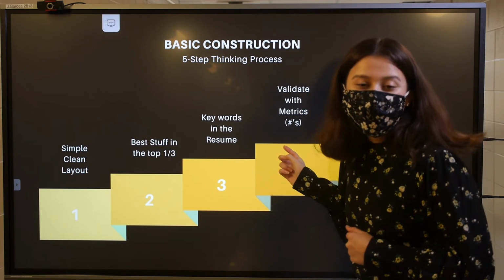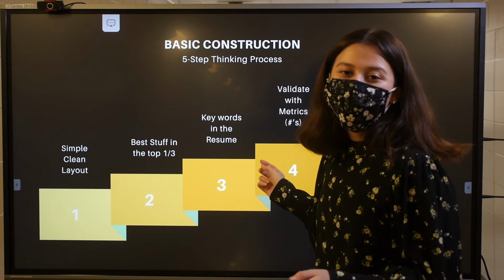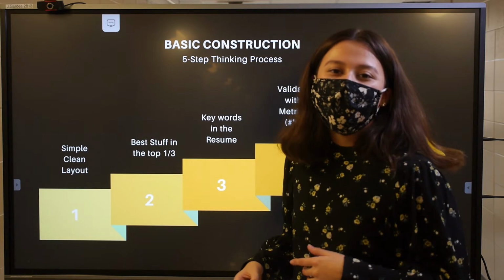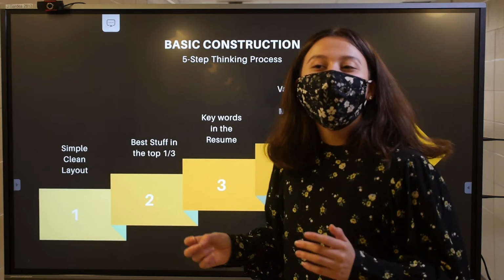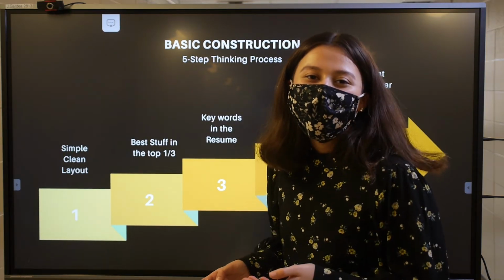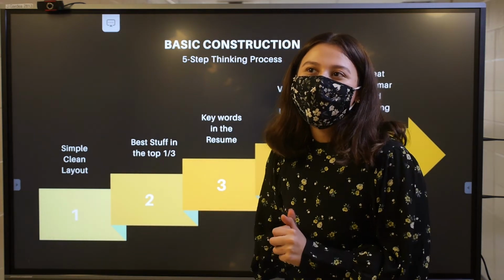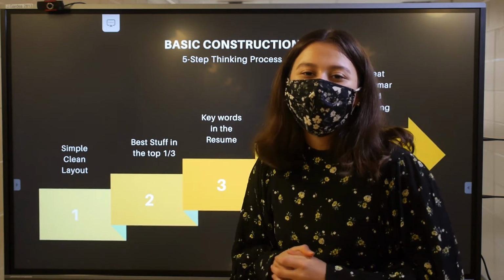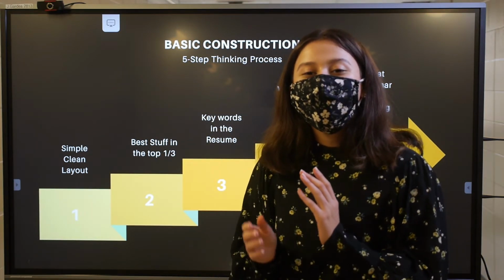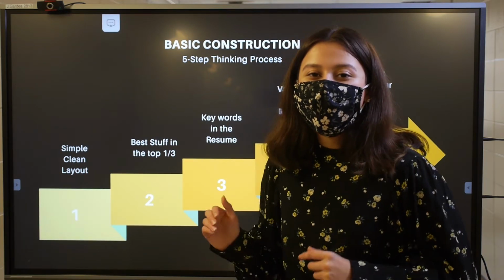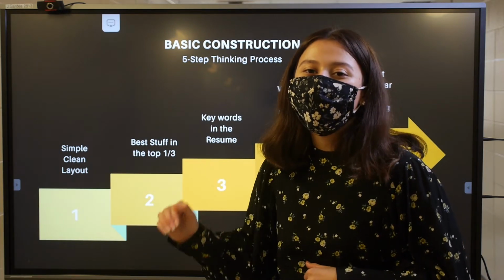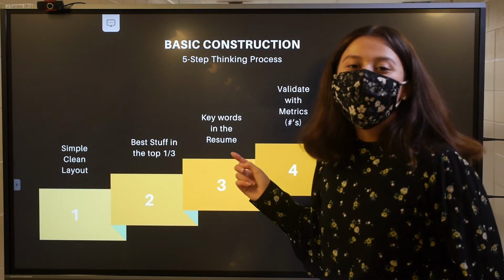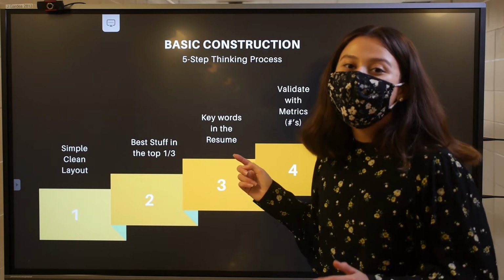Now we're going to use key metrics, which includes numbers that are very specific to what we're talking about. For example, if I say I stock books in the library, like how many books, I would say I stock 10 books per day, or 200 books in total. Use a specific number so that we can dictate how much effort you are putting in. Then we're going to use great grammar and spelling. Make sure you go over your resume a couple of times to make sure that everything is spelled right.